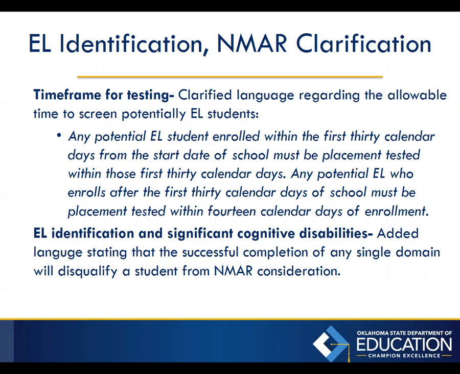That's what ESSA says. So if you had a student enroll, and we're going by the letter of the law here, and I'm just going to qualify this. Technically, if you had a student enroll on the 27th day, you would have 3 days to get that student WIDA tested. If you had a student enroll on the 31st day, you'd have 2 weeks to get that student tested. And those are calendar days. That's just what federal law is.